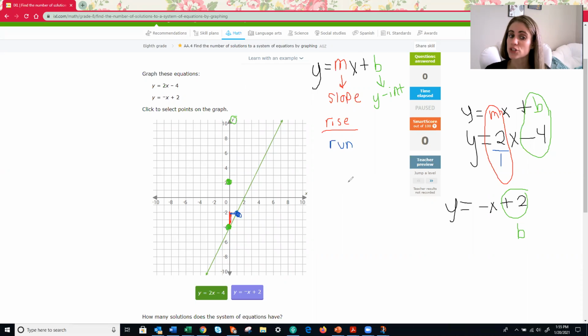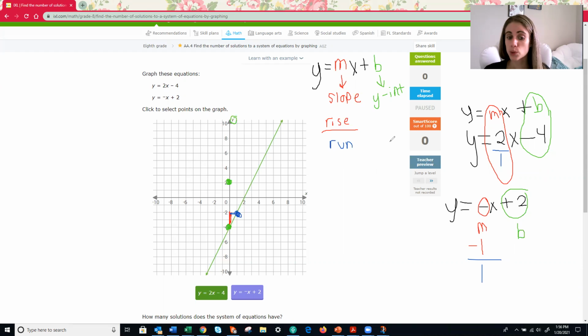Now we need to find our slope. That's that m. I see that there's a negative sign right here. What is that negative really? Yeah, it's really a negative 1. So negative 1, let's turn it into a fraction again by putting it over 1. There we have our slope. There we have our m, our movement.